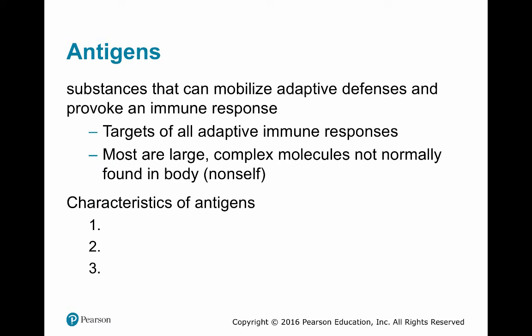Now, the targets that we're talking about with the humoral are basically antigens. And these are substances that can mobilize adaptive defenses and provoke an immune response. And so they're basically targets of all adaptive immune responses that we have. Most are large, complex molecules, not normally found in the body, or the non-self, right?